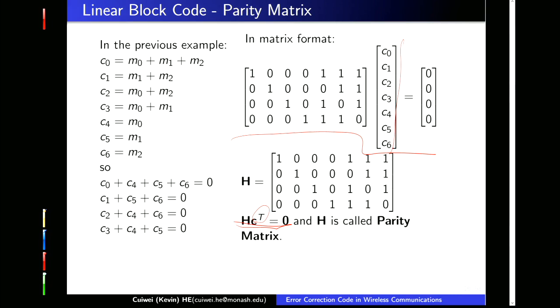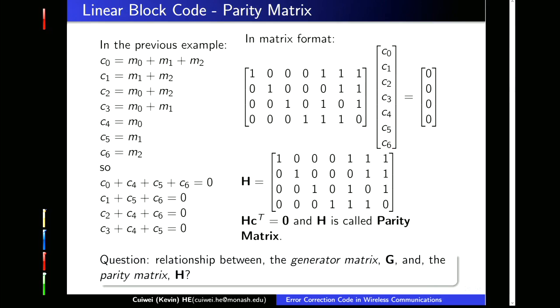I mean, if some error happens, what you receive is not the transmitted code word. So if you multiply the received one by the parity matrix, it will no longer be 0. We are using this property to do the error detection. I will explain this soon using another example.